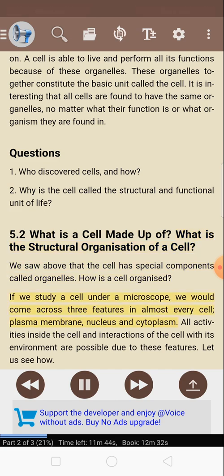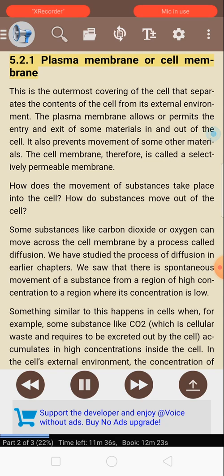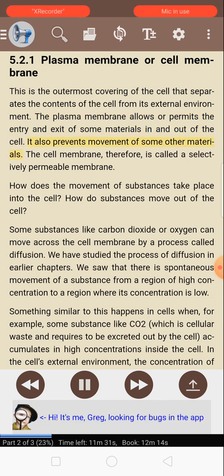If we study a cell under a microscope, we would come across three features in almost every cell: plasma membrane, nucleus, and cytoplasm. All activities inside the cell and interactions of the cell with its environment are possible due to these features. Let us see how. 5.2.1 Plasma membrane or cell membrane. This is the outermost covering of the cell that separates the contents of the cell from its external environment. The plasma membrane allows or permits the entry and exit of some materials in and out of the cell. It also prevents movement of some other materials. The cell membrane, therefore, is called a selectively permeable membrane.